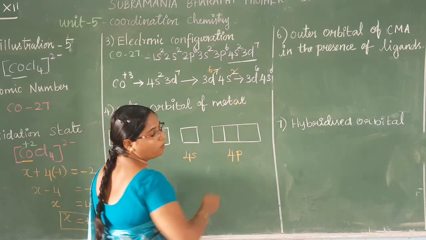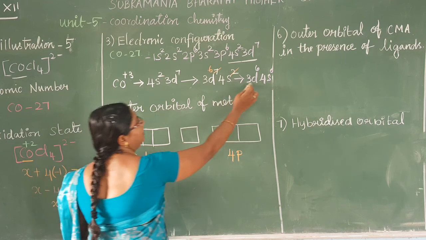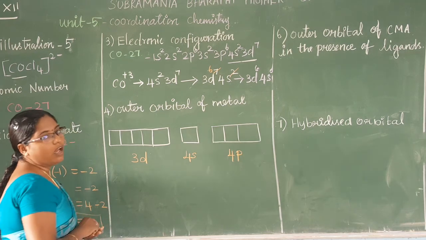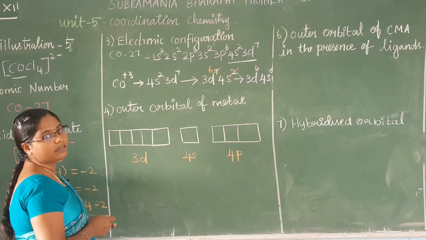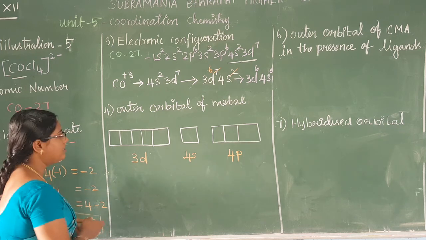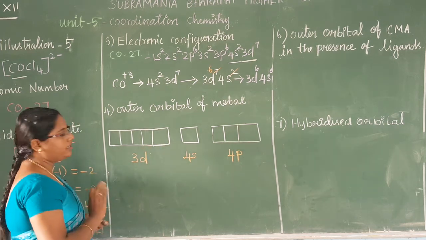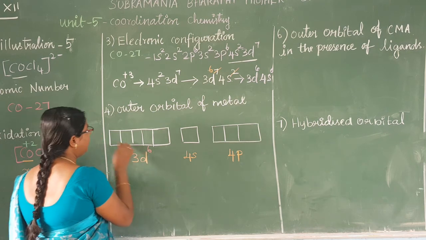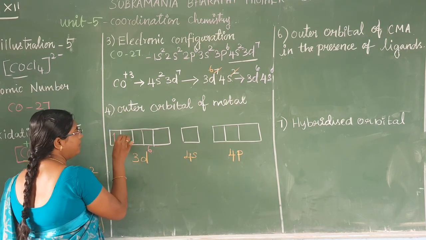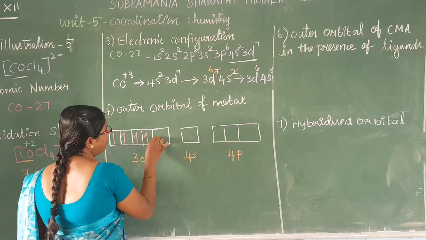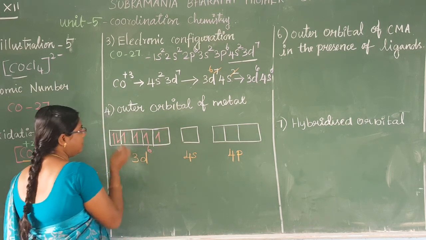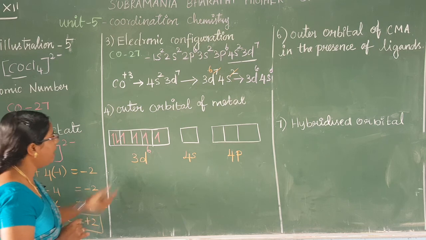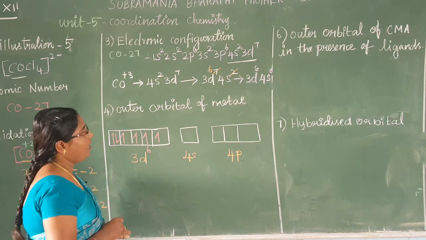Already we have found out the outer electronic configuration, 3d6. So, I am going to fill the electrons according to Hund's principle. What is Hund's principle? Pairing will not take place until all the available orbitals are filled first. Then only the pairing takes place. 6 electrons are present, so let me fill the electrons like this: 1, 2, 3, 4, 5, then 6. Each orbital is filled first, then only the pairing takes place. I have filled the electrons in the d orbital.